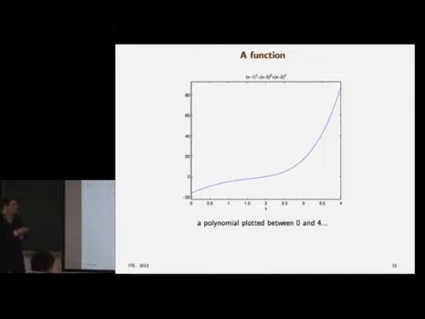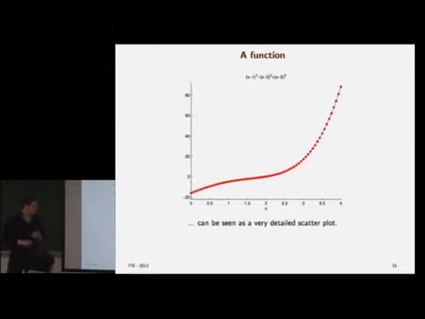This is like the best summary of the function. Of course, you can see this function as a very detailed scatter plot with a lot of points. It's a lot more time consuming to put those points here than having the formula, but sometimes this might be a way of looking at the function.